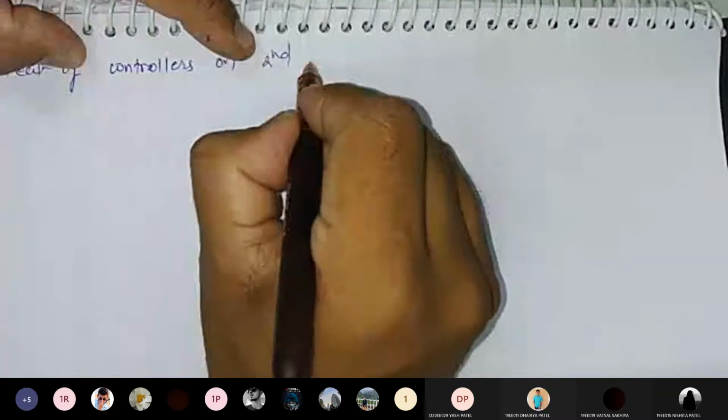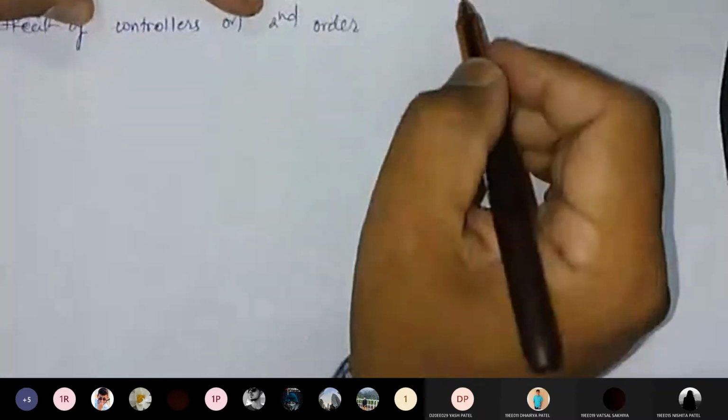Okay, now we will see the effect of controllers on second order control system.